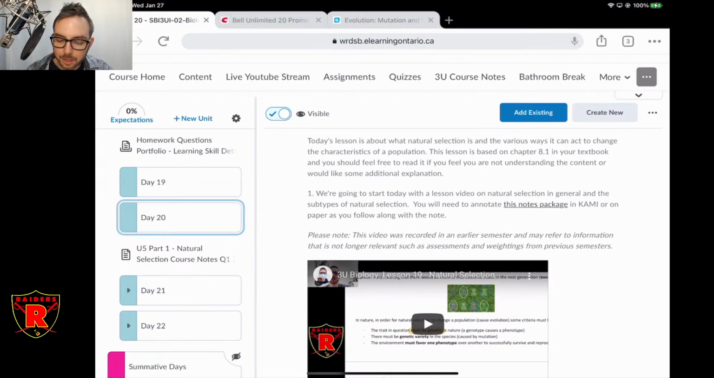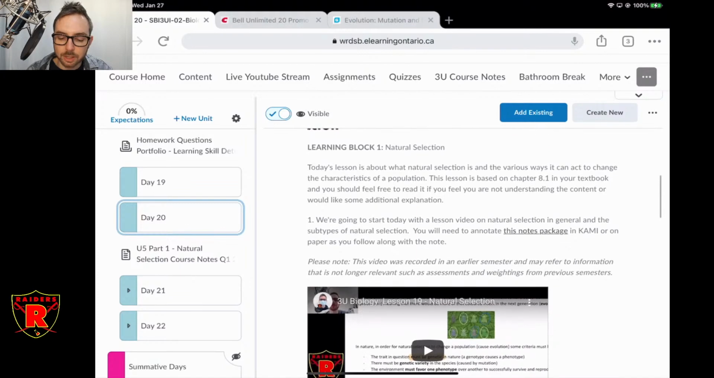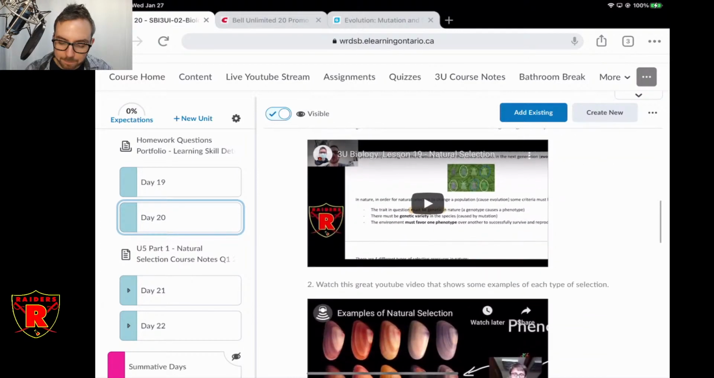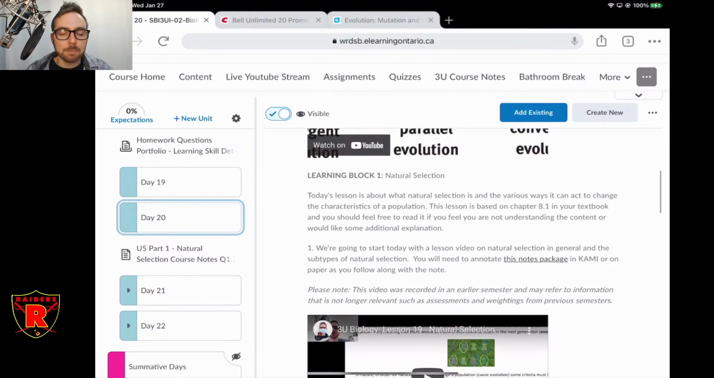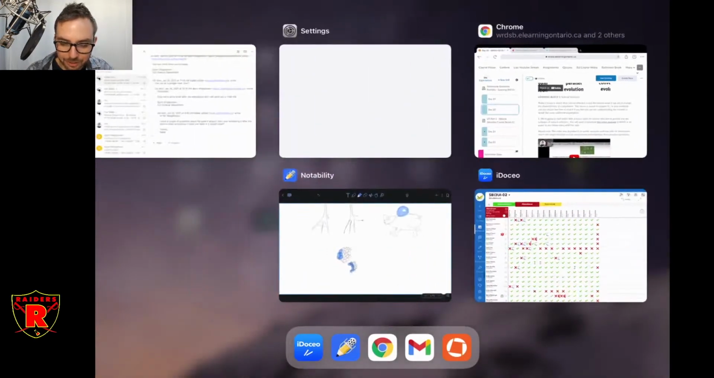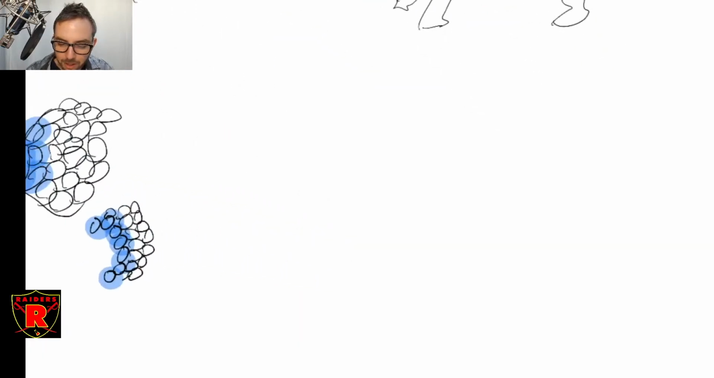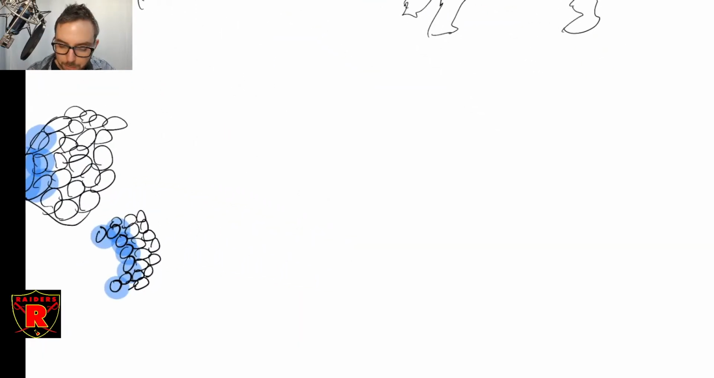So today, what we're going to talk about is that idea in a little bit more detail. Natural selection can work in a whole bunch of different ways. It can, for example, select the extreme of a particular trait. I'm not going to go through the entire lesson here in fast forward, but imagine that you've got an animal.